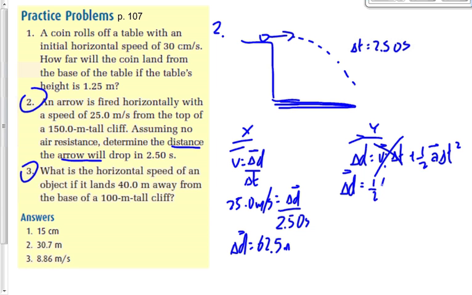A is negative 9.81 because we're on Earth, and T is 2.50 seconds. So let's solve for delta D here. Let's pull the calculator out. 0.5 times negative 9.81 times 2.5 squared gives me negative 30.7.